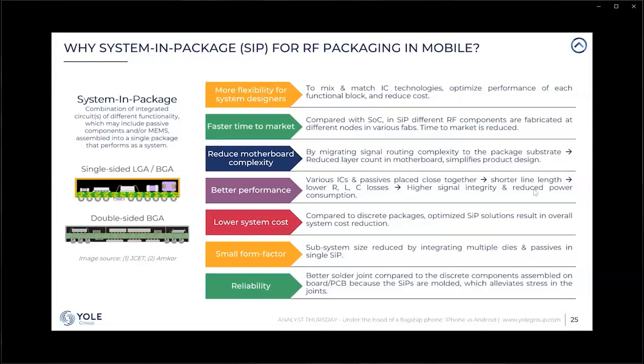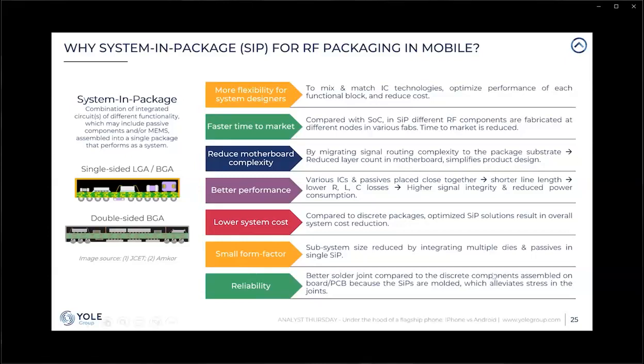Also, a system in package allows for better performance than having several ICs and passives just displayed in the smartphone PCB. So these various ICs will be placed together inside the same system. This will provide a shorter line length and better characteristics that provide higher signal integrity and reduce power consumption. Then there is also a lower system cost because compared to discrete packages, optimized system in package solutions also result in overall system cost reduction.